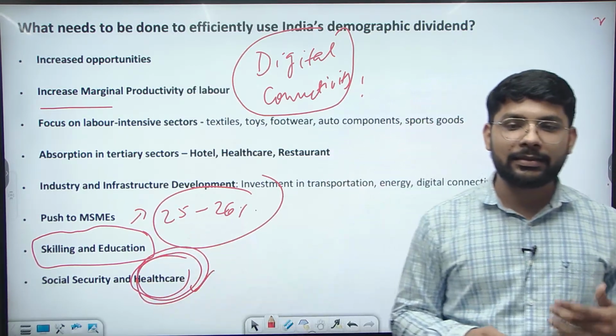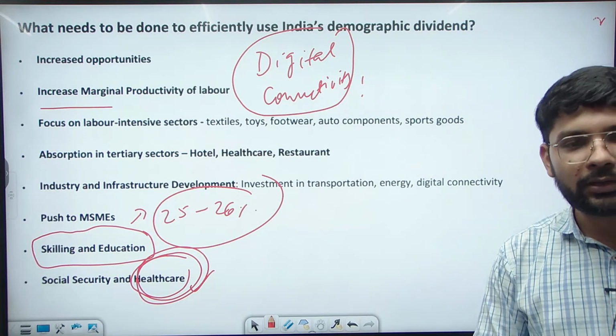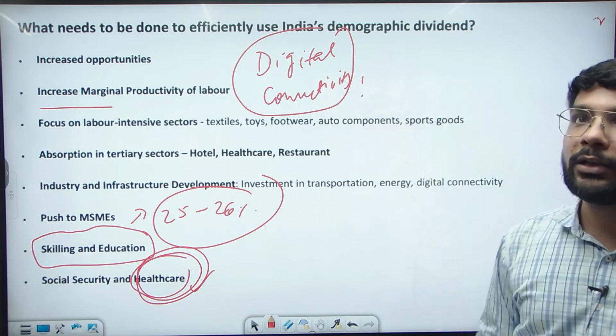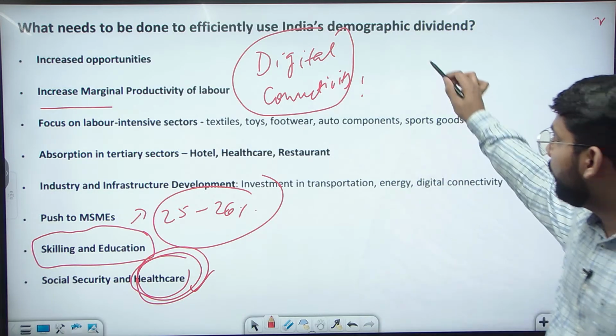If the health infrastructure is good in the country, spending on health will decrease and that can be invested into some other businesses. These are the things which need to be done for efficient use of the demographic dividend in the country.